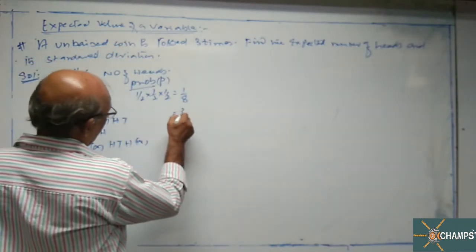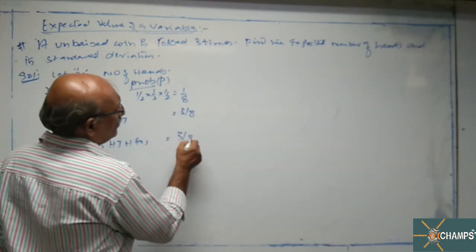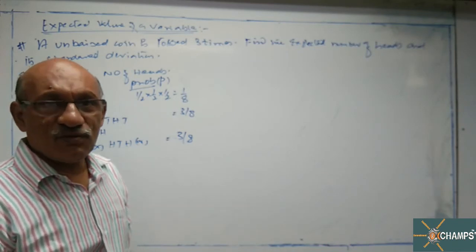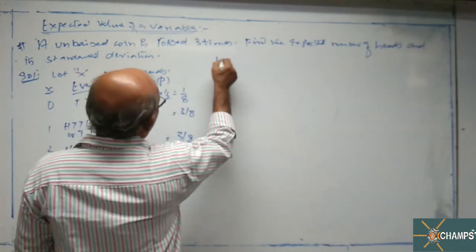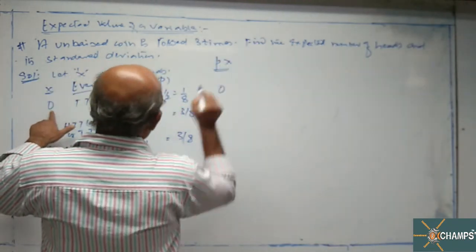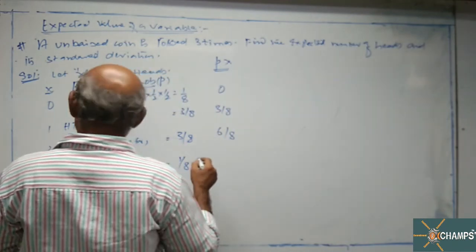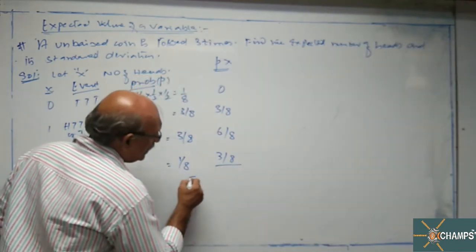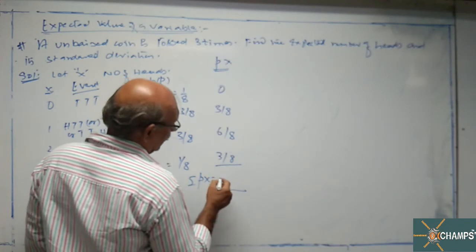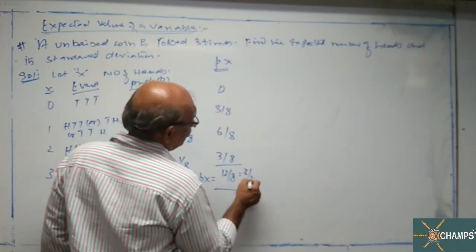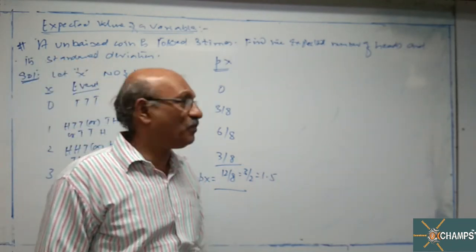Here it is 3 by 8, 1 by 8 plus 1 by 8 plus 1 by 8. Again 3 by 8. And 1 by 8. Now P into X is 0, 3 by 8, 2 3s are 6 by 8, 3 by 8. Summation of Px is equal to 3 plus 6, 9, 9 plus 3, 12. 12 by 8, 3 by 2, 1.5. Expected number, average number of heads, 1.5.